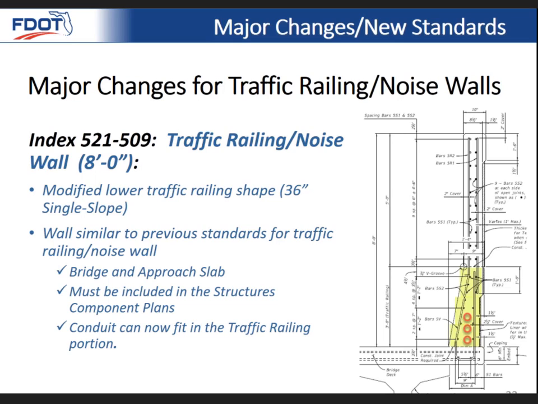For the traffic railing noise wall, 8-foot bridge mounted, and for the roadside mounted, there have been modifications to the bottom portion of the structure to match the shape of the approaching traffic railing. So that is now a single slope shape on the bottom. The reinforcing was tweaked a little bit to open up the core of the railing to accommodate conduit, which was a problem in the previous standard. And so once again, three conduits are allowed to be included in those elements.